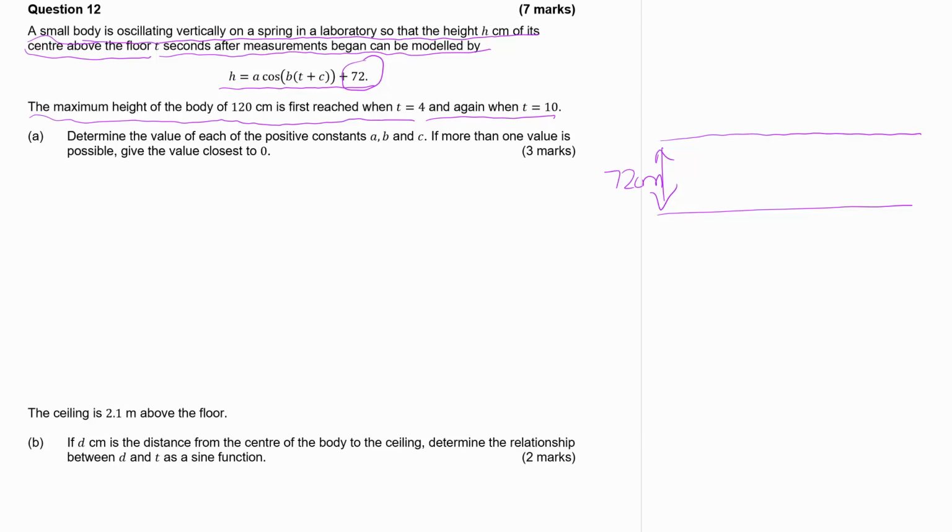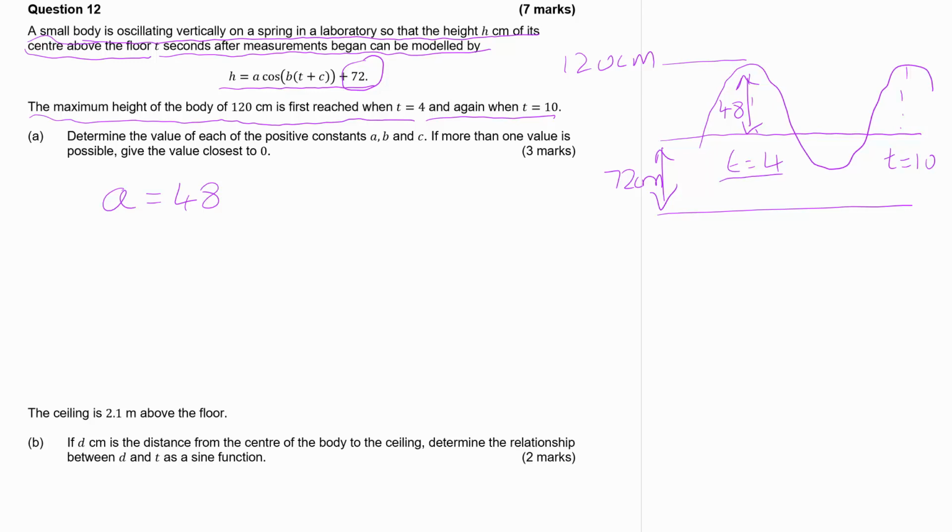So it's going up and down, and we know that it has one maximum here when t is equal to 4, and another one when t equals 10. The maximum height is 120 centimeters. So that makes the amplitude 48 centimeters. So a is equal to 48.